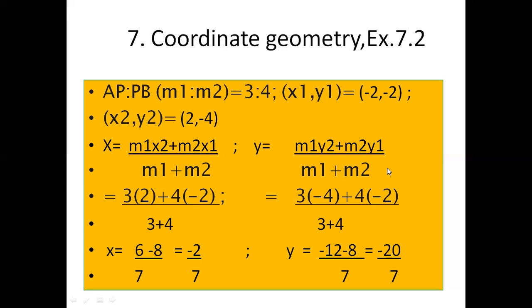This sum is given as a 4 mark question in almost all our state board papers as well as in CBSE papers also. This question is given, so this is very very important.